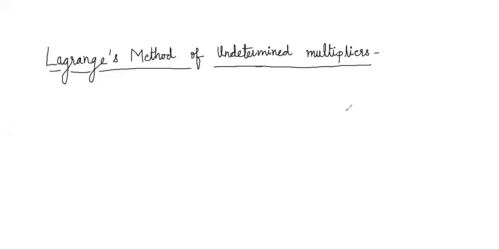Namaskar students. In this video, we will discuss Lagrange's method of undetermined multipliers. This method is used when we have to find maxima and minima of any function subject to one or two constraints. Let us discuss the working rule of Lagrange's method of undetermined multipliers.